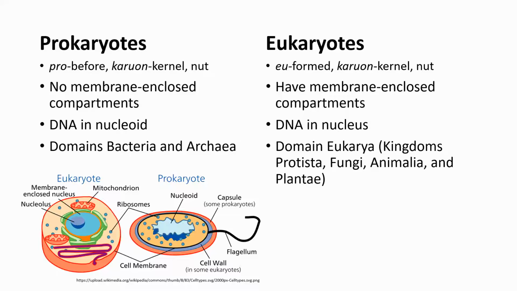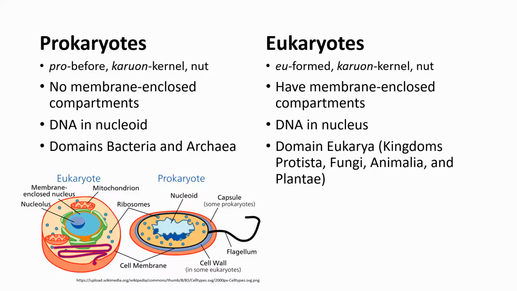Eukaryotes, on the other hand, do have membrane-bound organelles. They tend to have certain structures in common. For example, all eukaryotic cells have a nucleus. All eukaryotic cells have endoplasmic reticulum. We have Golgi, we have mitochondria, and then depending on the subtype of eukaryotic cell you are, you might have additional specialized organelles as well.